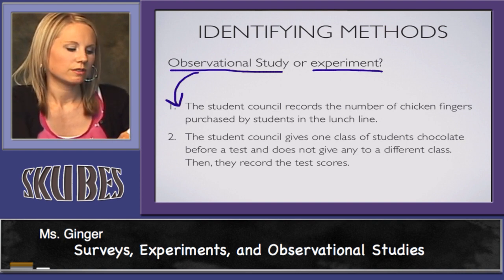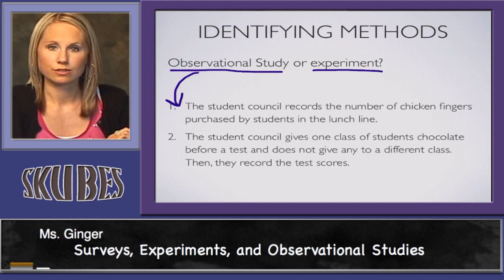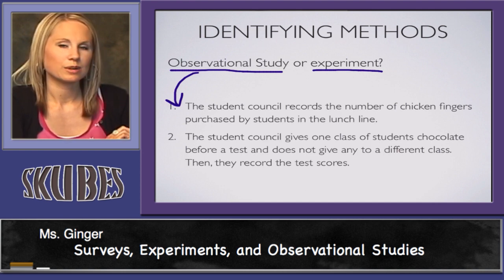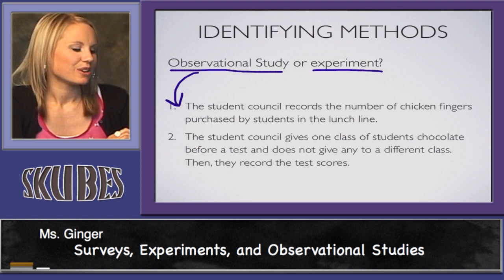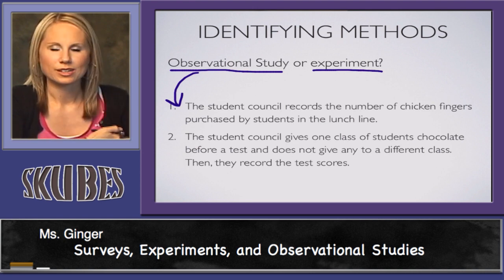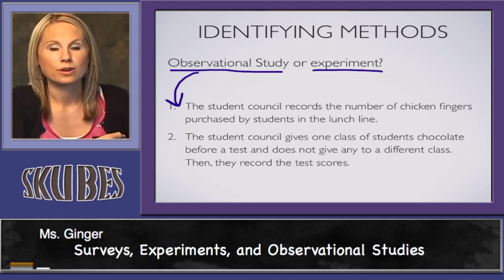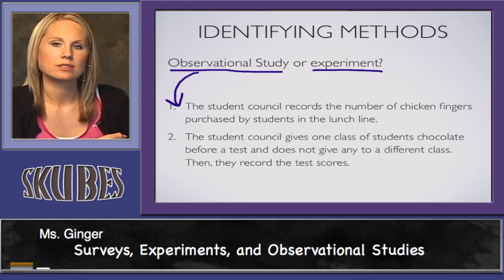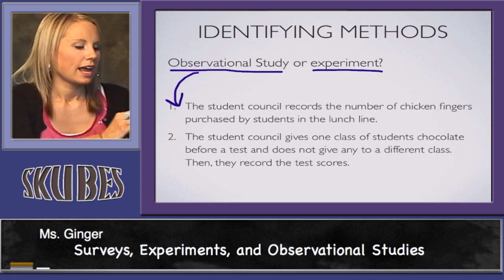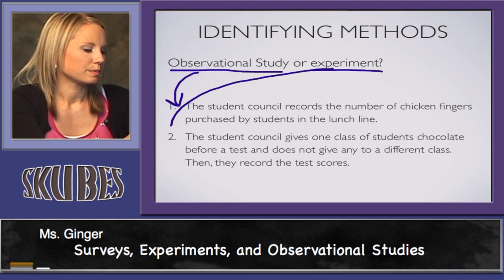All right, number 2. The student council gives one class of students chocolate before a test and does not give any to a different class. And after the test, they record the test scores. So we can see here we're definitely splitting into groups. We're imposing a treatment on one class and not on the other, so that we have something to compare to. That is definitely going to be an experiment.